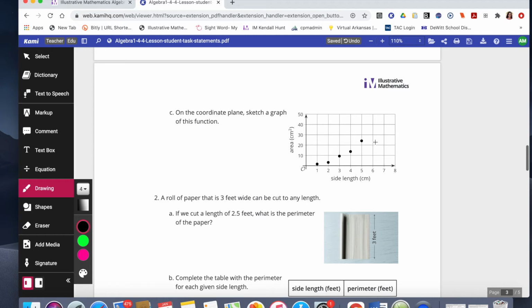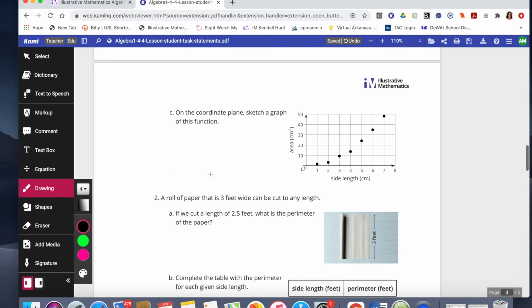When the side length is 6, 6 times 6 is 36. When the side length is 7, 7 times 7 is 49. I'm sorry, when the side length is 7, not area. And then it goes to 8. Well, 8 times 8 would actually be 64, so we cannot do that. So you could draw your line here to connect these.